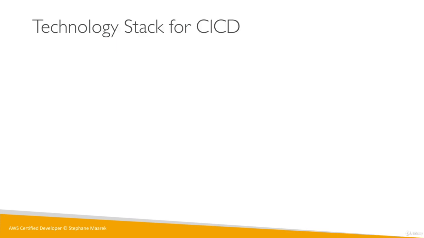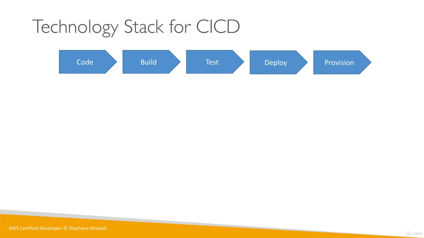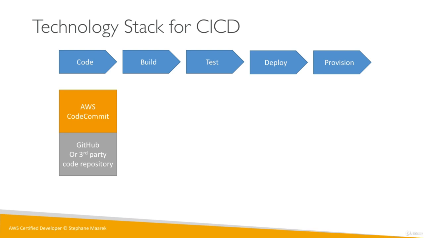So, technology stack for CI/CD. It's something that AWS shows, and so I got inspired by them for this graph. But basically, there are 5 steps: code, build, test, deploy, and provision. For code, we can use AWS CodeCommit, and we'll learn it in this course, and GitHub or a third-party code repository. For this course, we will not be using GitHub, but if that's your tool of choice, then go ahead, use it.